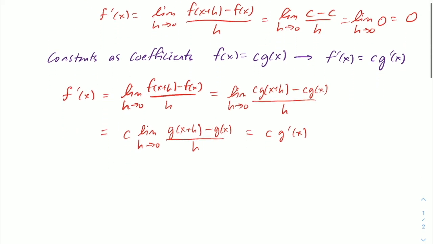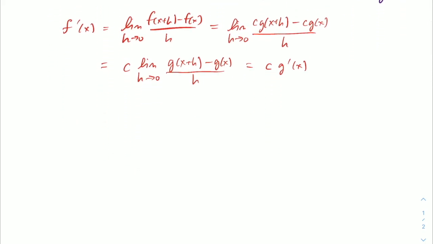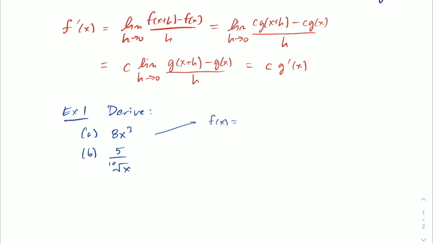Now let's do a couple examples. First we're going to derive 8x cubed. Then we're going to derive 5 over the 10th root of x. There's a couple ways of writing the notation for taking a derivative of an expression. One, we could think of that expression as being a function, and then we can differentiate that function.